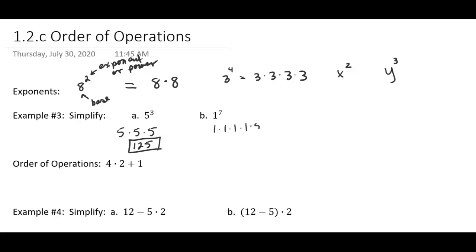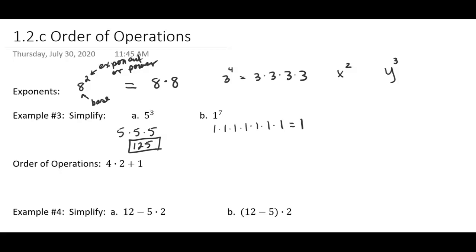4, 5, oops. So I said 5 and I wrote 5. 5, 6, 7, but 1 times 1 is just 1, right? So all of that's just going to equal 1. Even though there's 7 ones, 1 is the multiplicative identity, and so 1 times anything is just itself. So 1 times 1 is 1, which makes it still 1. Anyway, you get the idea.